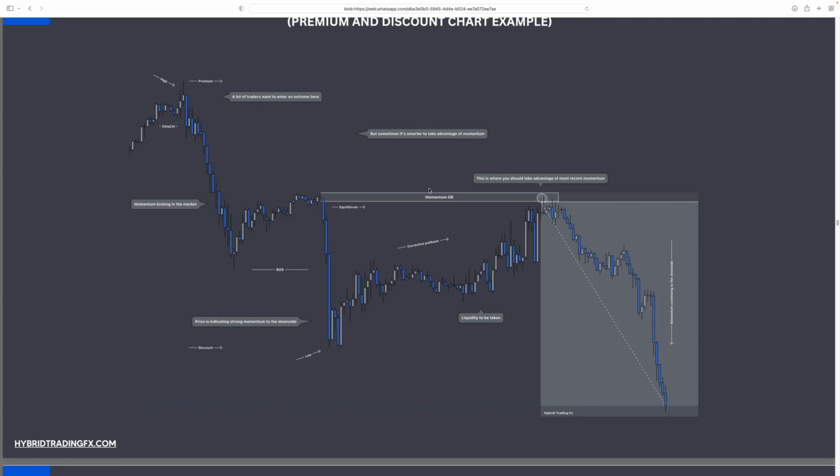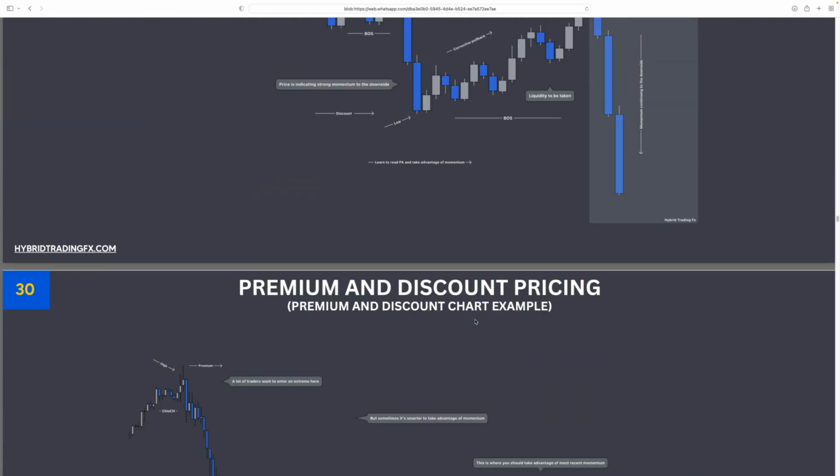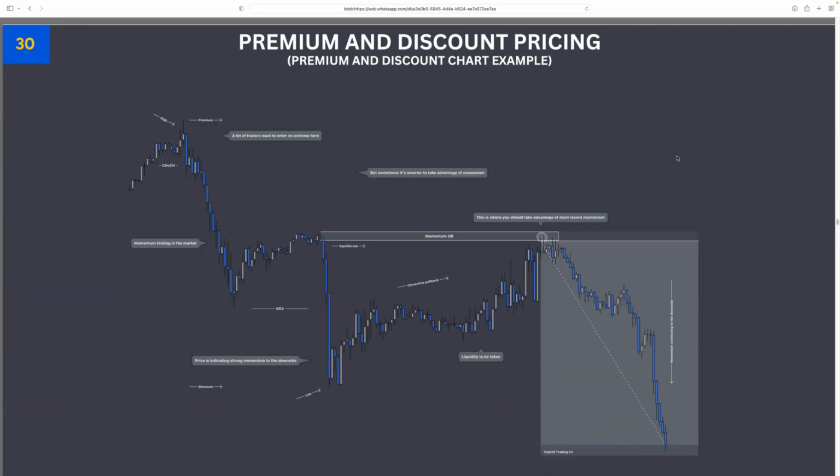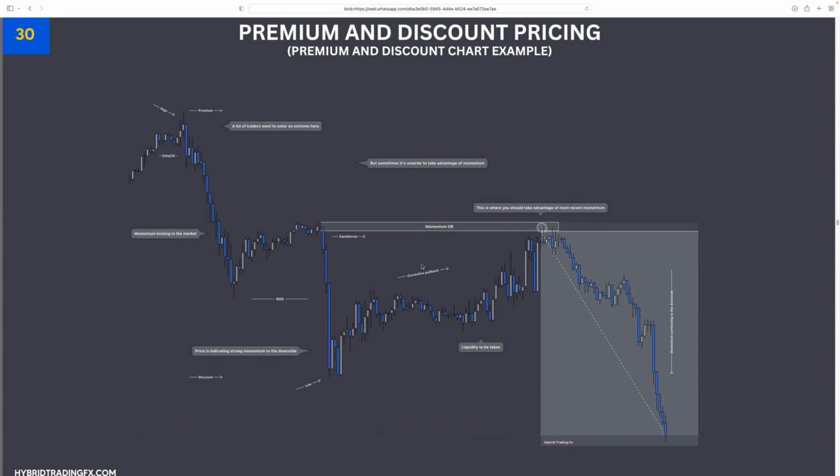Okay. But in the hybrid strategy, we have certain rules that we want to see, and this basically allows us to take advantage of this most recent momentum sometimes and not wait for reaction. So basically the same thing, guys. Go ahead and read everything, go ahead and study everything, find examples in the charts. So do not try to sell in this area here.